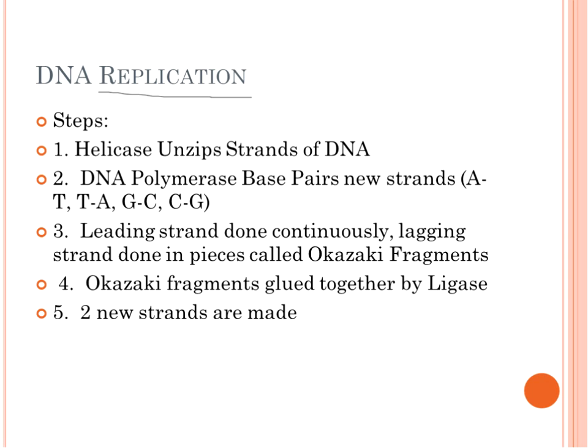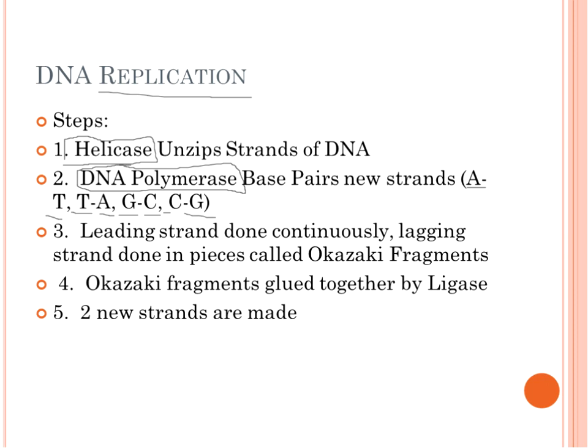Step one, the enzyme helicase unzips the strands of DNA, just like a zipper. Remember how DNA is two-stranded? Well, helicase unzips it in half. Then the next enzyme, DNA polymerase, will base pair some strands. A, which is adenine, will always pair with T, thymine, and vice versa. Guanine will always pair with cytosine, and vice versa.